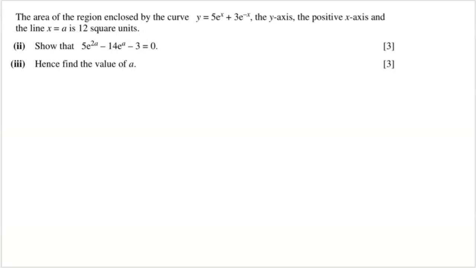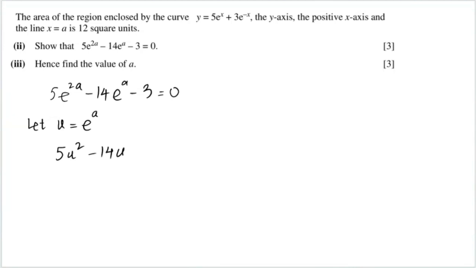Now we solve part 3. So we showed the result already in part 2. So the same equation needs to be solved. So this is 5e^2a minus 14e^a minus 3 equals 0. So this is a quadratic in e^a. So you can use substitution to solve equations like these as well. So let u be e^a. So this equation will now look like 5u squared minus 14u minus 3 equals 0.